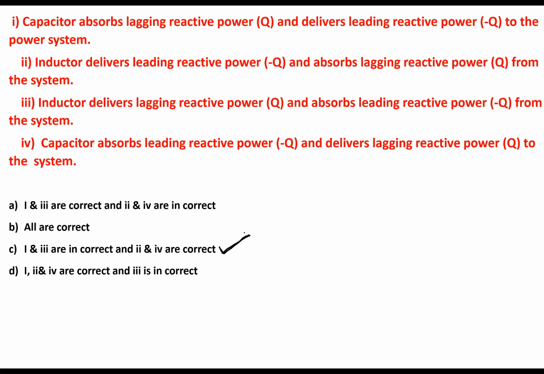So an inductor delivers leading reactive power and absorbs lagging reactive power. So in this, 2 is one correct statement, and 2 and 4 are correct. A capacitor absorbs leading reactive power, that is minus Q, and delivers lagging reactive power. So obviously these two are correct, remaining two are wrong. So which is the right option? Option C is the right option.